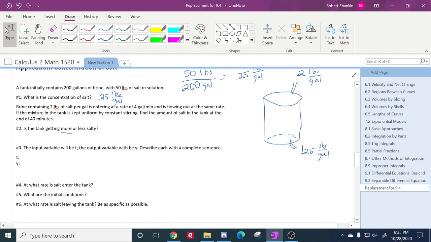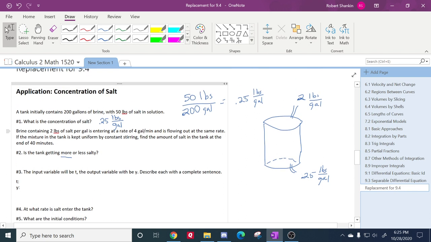Now, number 3. The input variable will be t. The output variable will be y. Describe each with a complete sentence. T and y. And that makes sense for how you would describe your variables to answer the question and eventually find the amount of salt in the tank at the end of 40 minutes. So for both of those, again, you might type in your answers into group chat, but don't hit enter yet. So work individually first.